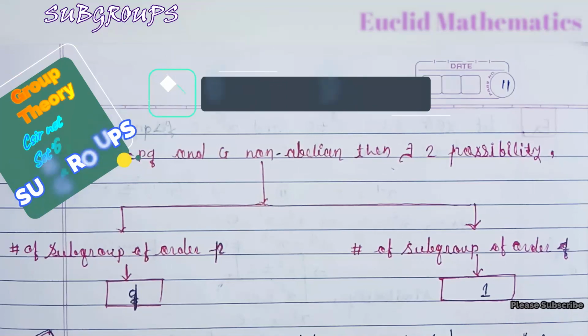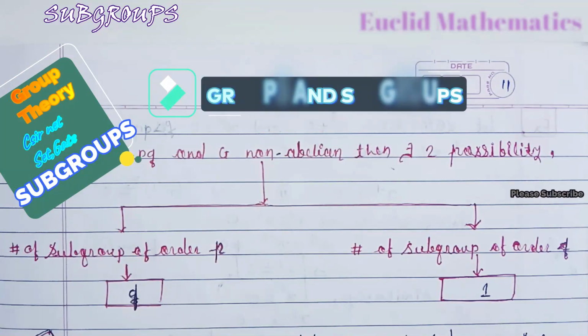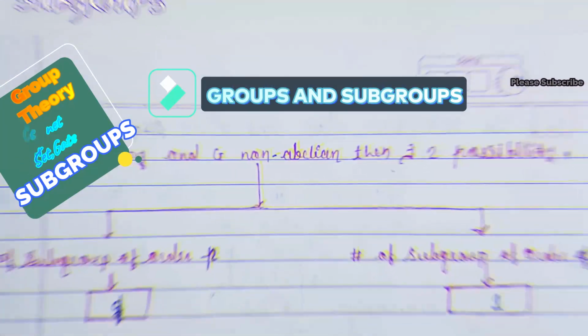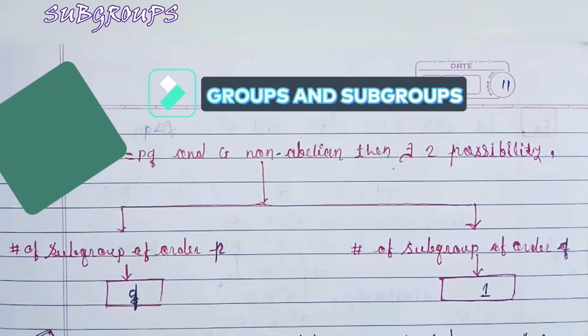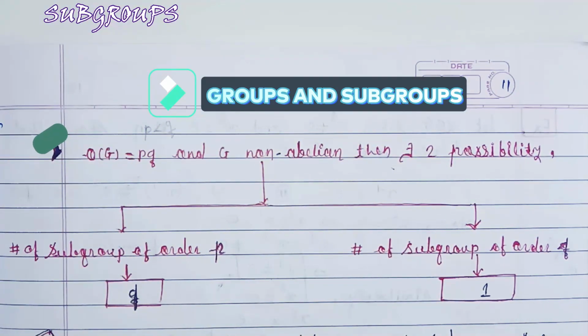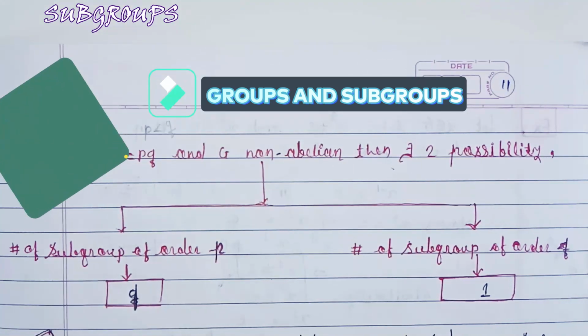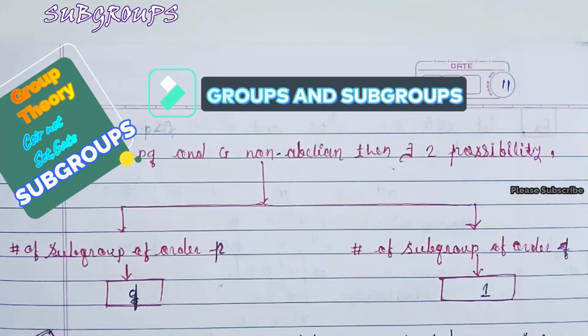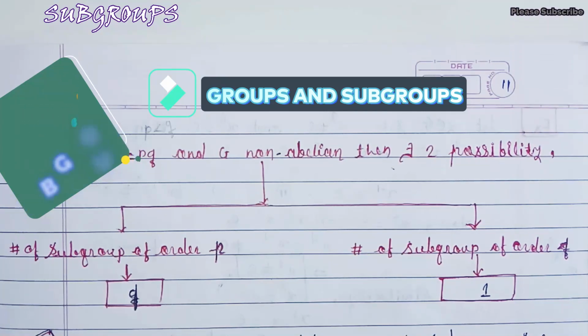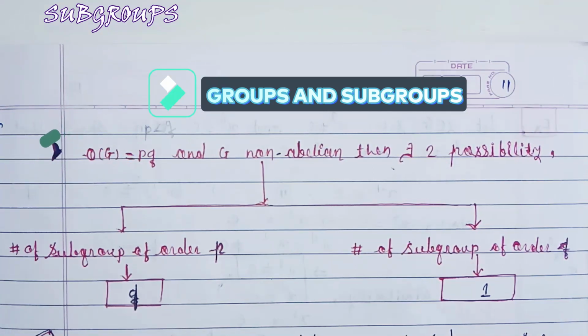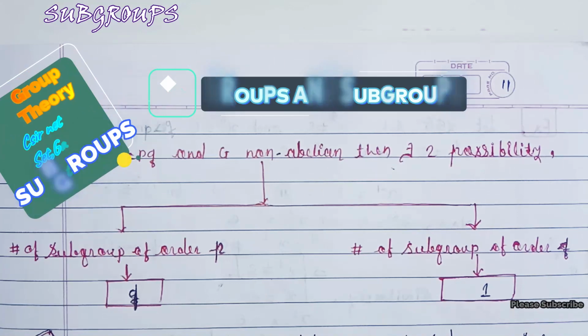Today I'm here with one of the important topics from group theory, which is group and subgroup. In today's video, I will explain how to find subgroups of a prime order group. In my previous video, I explained finding subgroups for orders that are the product of two prime numbers, like p into q. So these are elements we can write as p into q.